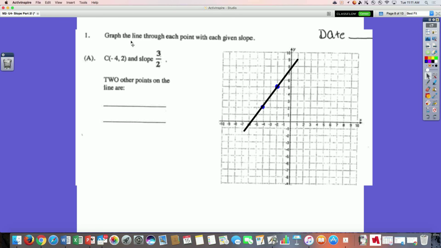Just a problem like this is graph the line through each point. They give you a point, -4, 2. I'm going to go over here, pick -4, 2. And they tell you the slope is 3/2, right? Rise over run. So all I did, I started with this point. I went up, rise, 1, 2, 3, and over 2. Is that slope 3/2? And then I drew a straight line with those and just got to pick 2 other points on that line. Well, let me start with this one. -2, 5.